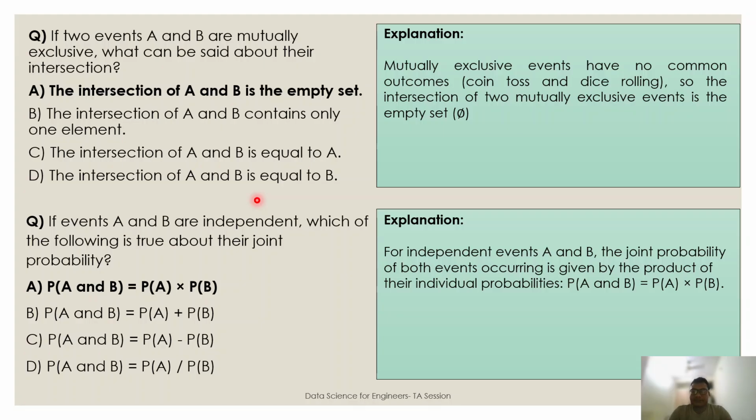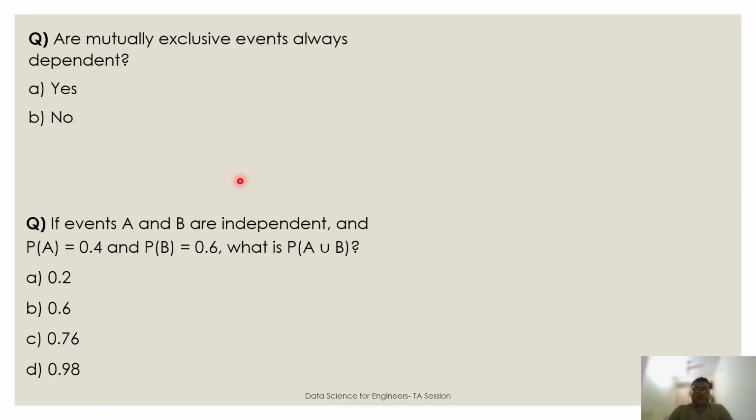Okay, so hope these are just formulas for mutually exclusive and independent events. For mutually exclusive events the intersection is zero, and for independent events you multiply the probabilities. You have to be sure about that. Next question: are mutually exclusive events always dependent?